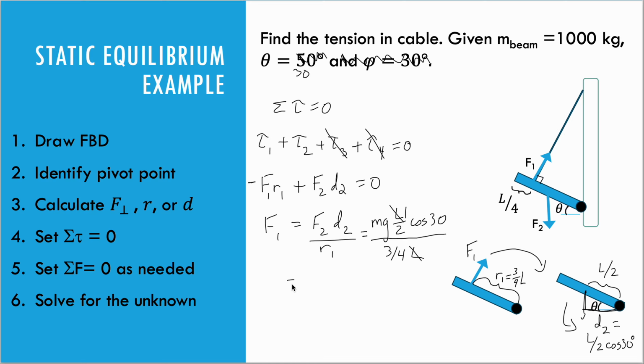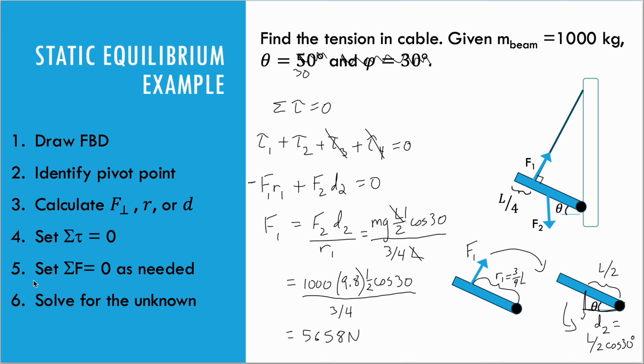And now we can plug in the values. 1000 for the mass of the beam, 9.8 for g, cosine 30, and the factor of 1/2, let's not forget that right here, and then the factor of 3/4 at the bottom. All of this is going to give us 5,658 newtons. So that is how we solve static equilibrium problems.